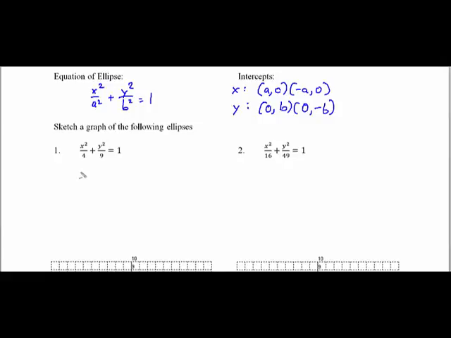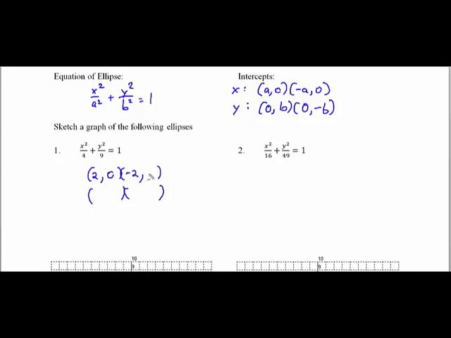So what we're going to do is list our x and y intercepts for these problems, and then I'll draw the ellipse on the graphs below. You may want to write down these intercepts, and then as I erase them to move to the bottom of the screen, you can take a look and see what they were.